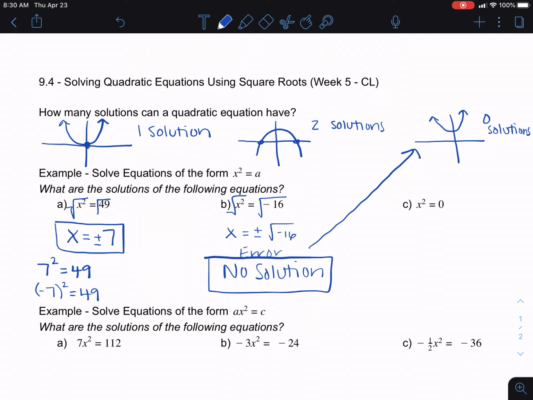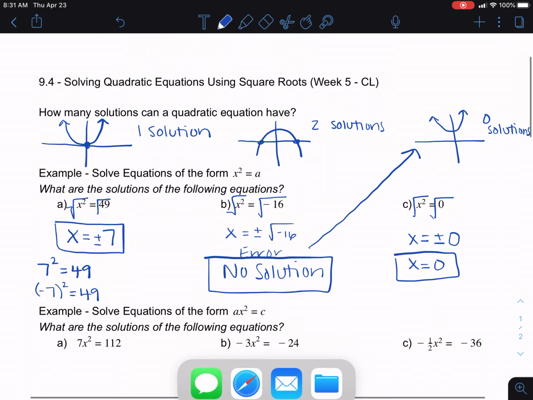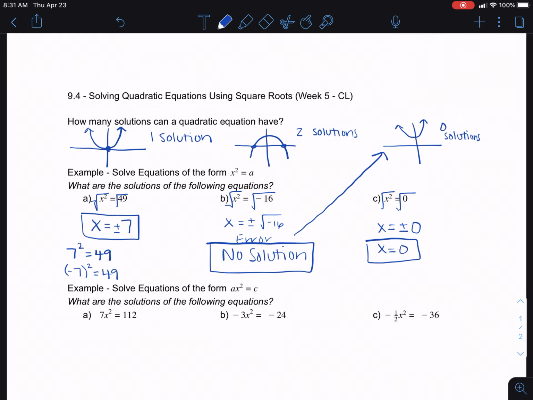Alright, and then x squared equals 0. Again, we're going to take the square root of both sides. So x equals plus or minus, and the square root of 0 is 0. But do we really need plus or minus 0? No. So we could just say x equals 0. Alright, so let's move on to our next examples.